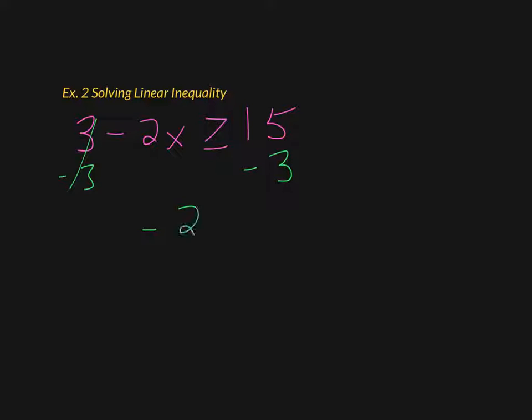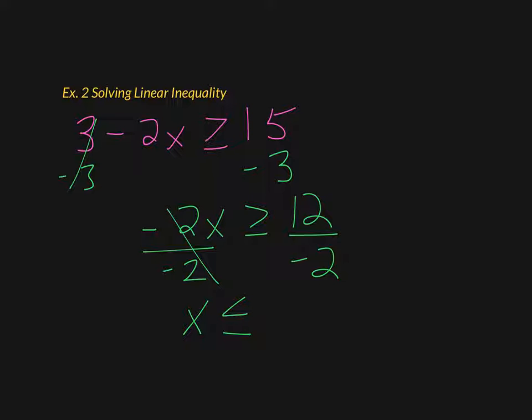So negative 2x is greater than or equal to 12. Now, divide by negative 2, divide by negative 2, and as in the previous section, if we divide by a negative, we flip our inequality sign. So x is less than or equal to negative 6.